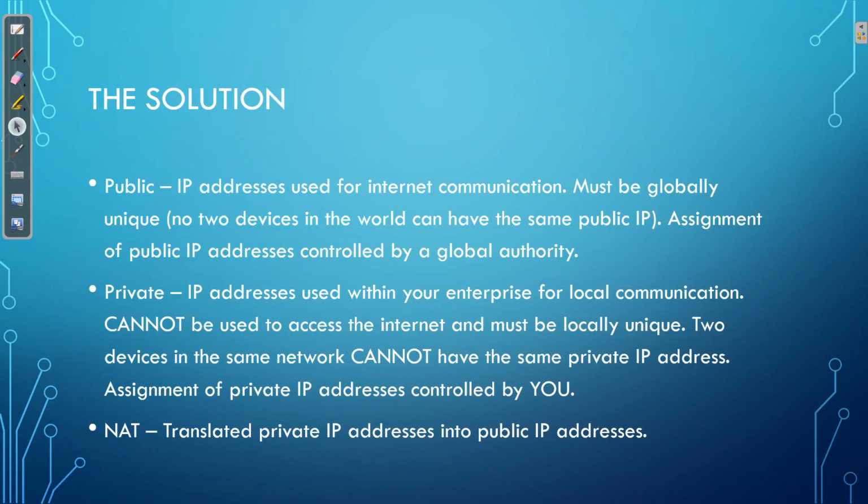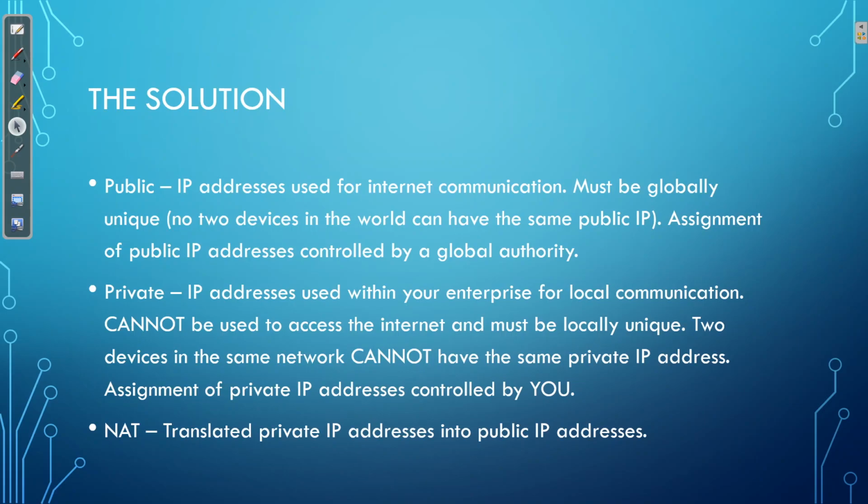Now, the solution to this problem was as follows. Let's take the IP address range and break it up into two groups. So we broke up our IP addresses into public IP addresses and private IP addresses. So public IP addresses are used for internet communication. They must be globally unique, which means that no two devices in the entire world can have the same public IP address. Now, the assignment of public IP addresses was controlled by some sort of global authority.